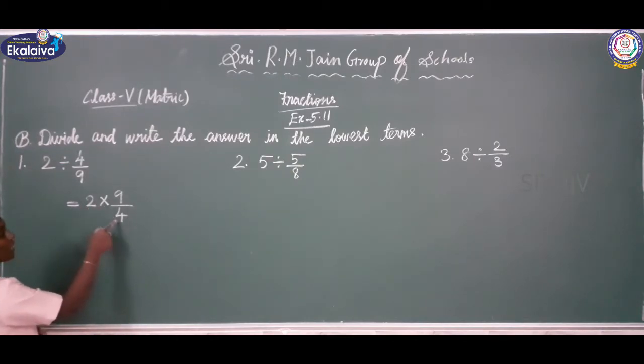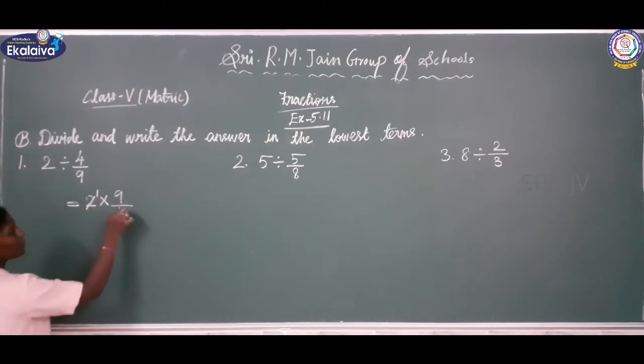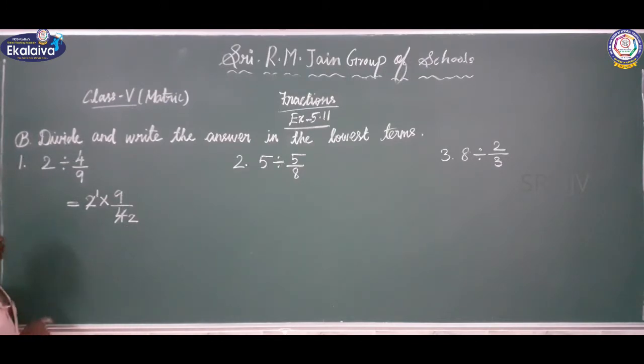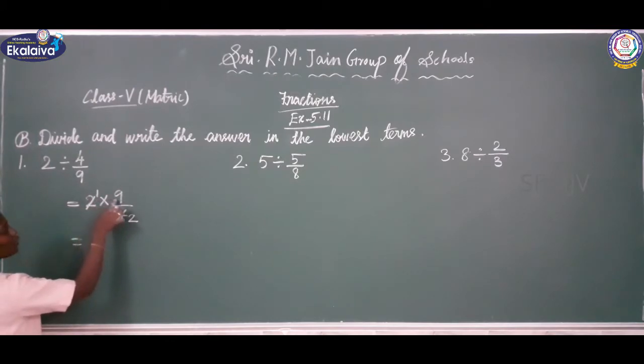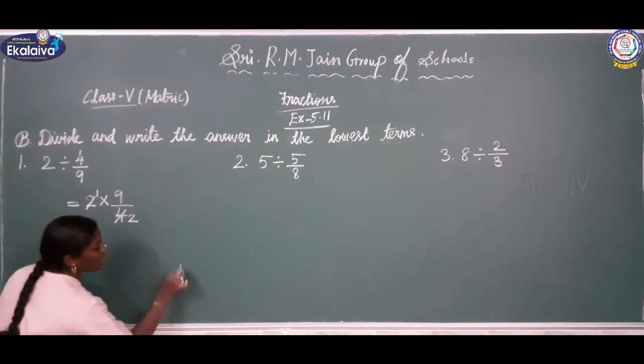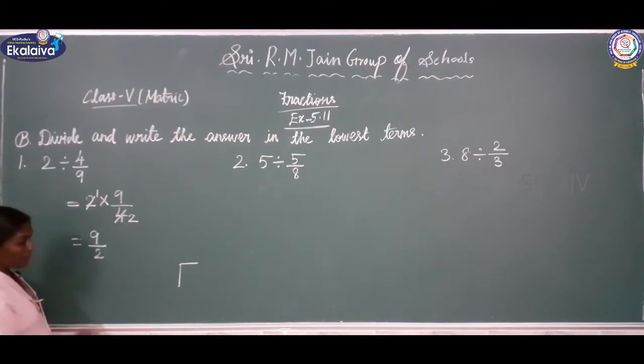Here 2 and 4 are divisible by 2. So in 2 table 1 time, in 2 table 2 times. Here in numerator we are having 9, in denominator 2. So no other possibilities to reduce. So we have to multiply the numerators, 1 into 9, that is 9, and in denominator we are having 2. So the fraction is 9 by 2. 9 by 2 is an improper fraction. So we have to convert it into a mixed number.